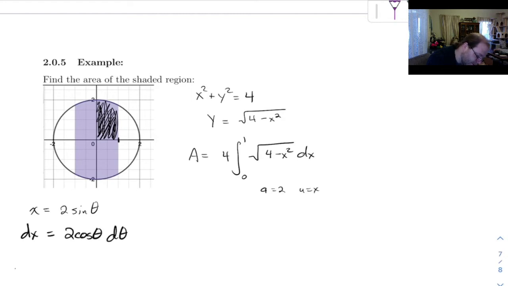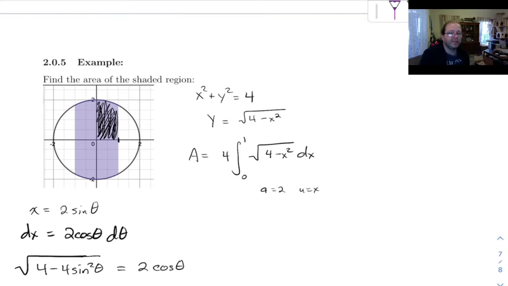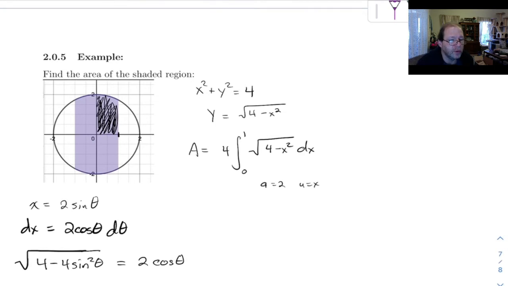And my thing underneath the radical is going to be 4 minus 4 sine squared theta. So that's 2 cosine theta. I skipped a bunch of steps there, but you can pull the 4 outside and you get a 2, and you're left with 1 minus sine squared, which is cosine squared. Take the square root, you get cosine.